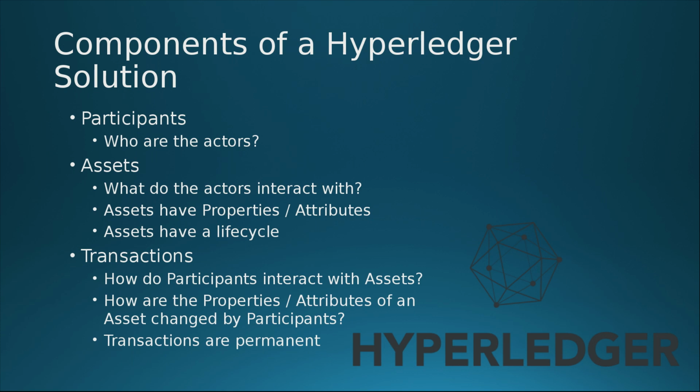When you're defining any Hyperledger solution, it's important to understand three different classes of objects: participants, assets, and transactions. When we talk about participants, we're simply talking about who are the actors in this solution space. These are usually either human beings, organizations, or other line of business systems. Essentially, the participants are any of the actors in a solution who can perform transactions against the assets.